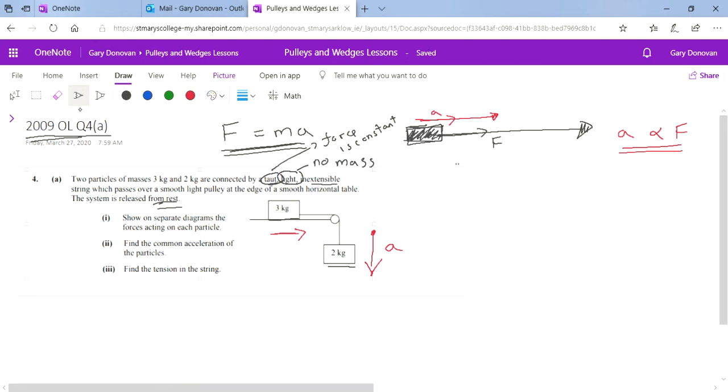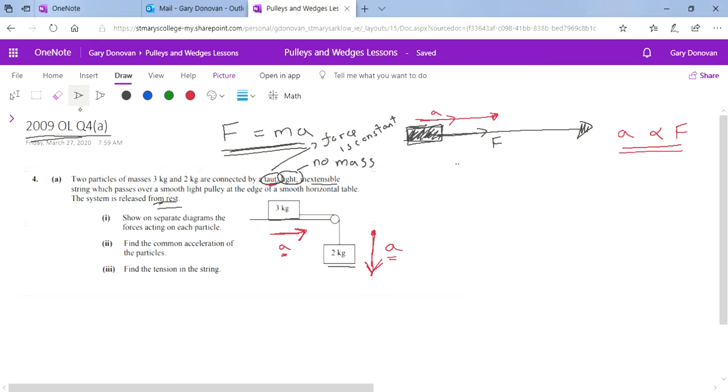Now because that string is taut, because it's tight, the 3 kg mass is going to move to the right at exactly the same rate as the 2 kg mass is going to move down. So therefore we can call this a as well. They'll both have the same acceleration. So that's what we assume is going to happen.